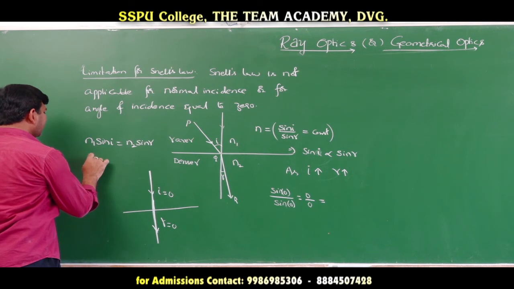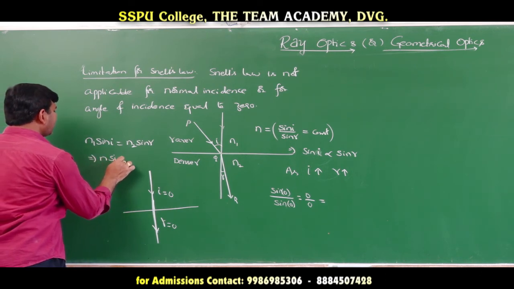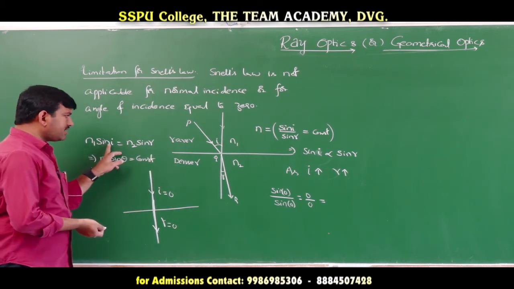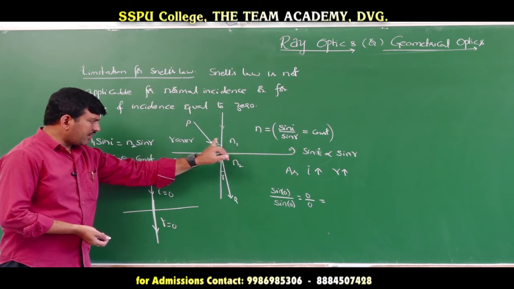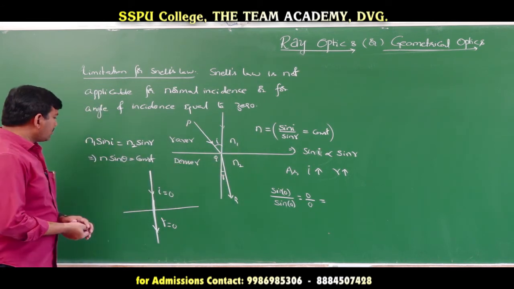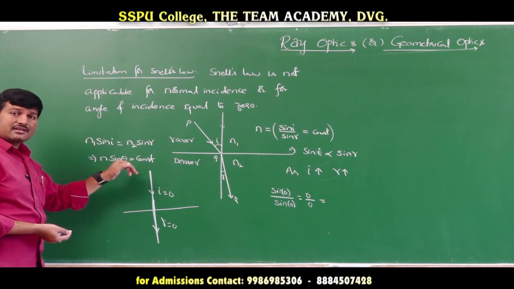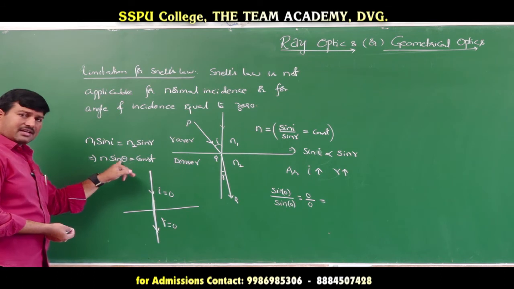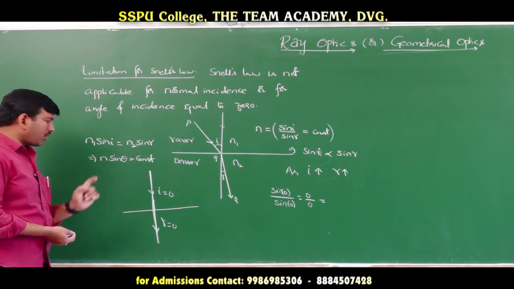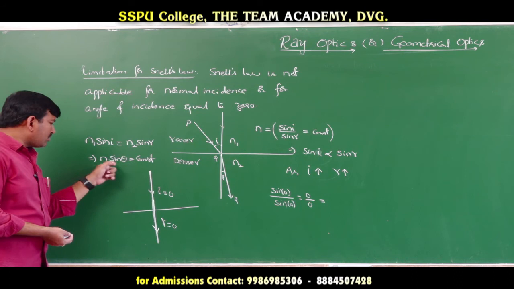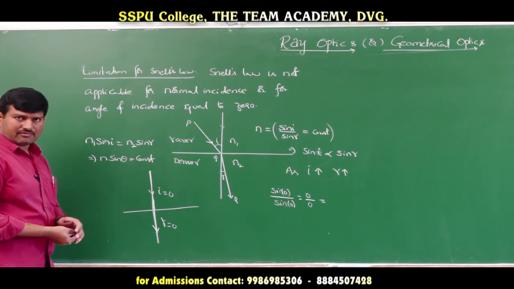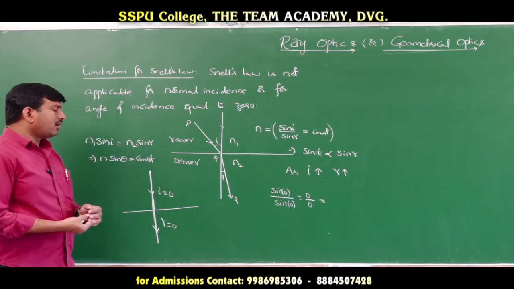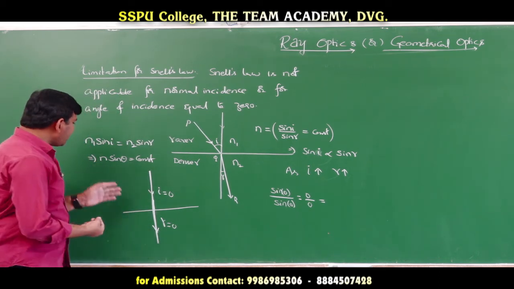Or I can write it like this: n sin theta is equal to constant. n1 sin i is equal to n2 sin r, so I will write that as n sin theta is equal to constant. What does it mean? n sin theta is nothing but the product of n and sin theta. So the product of n and sin theta is a constant for a given pair of media and for a given color of light.